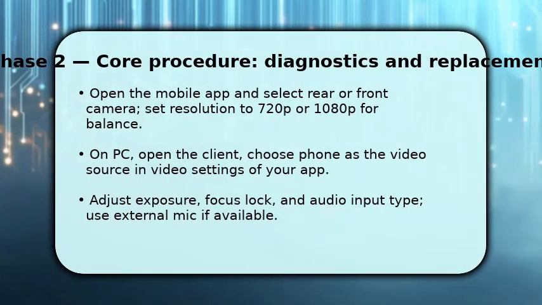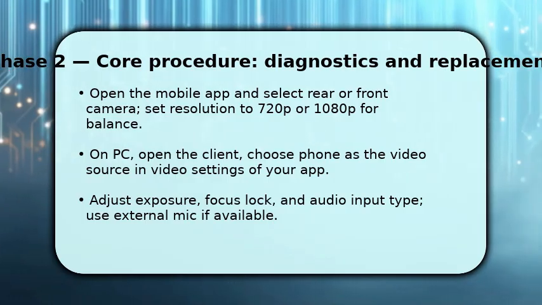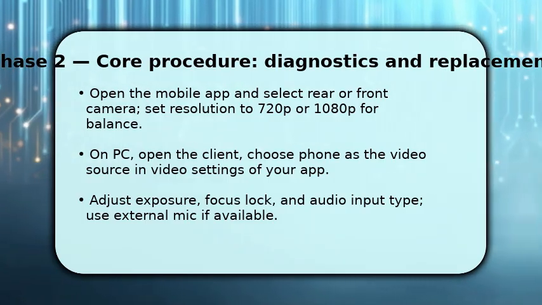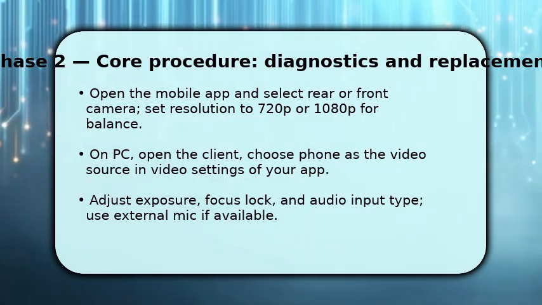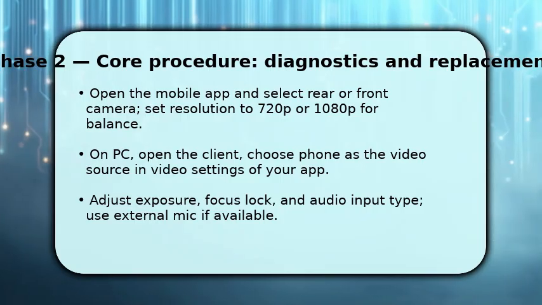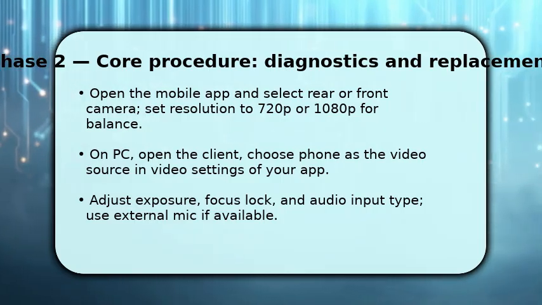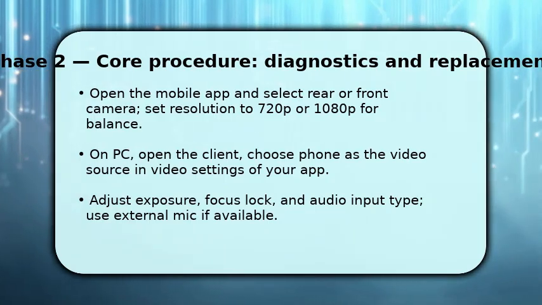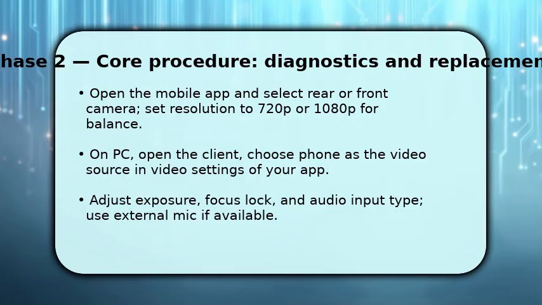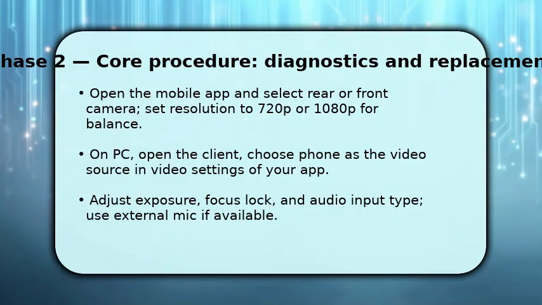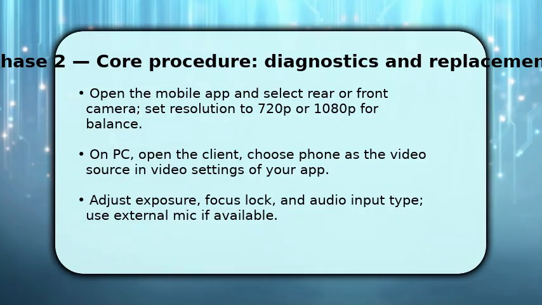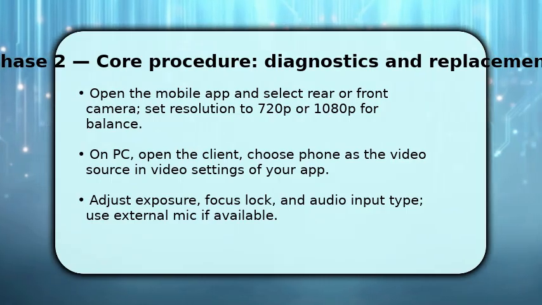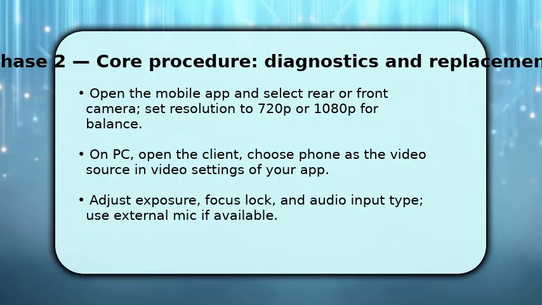Open the phone app, pick the rear or front camera, and set resolution to 720p or 1080p depending on bandwidth. Higher resolution uses more CPU. On your computer client, select the phone as the video source in your conferencing or recording app, then match frame rate and orientation. Make sure to lock focus and set exposure manually if possible, and route audio from a headset.